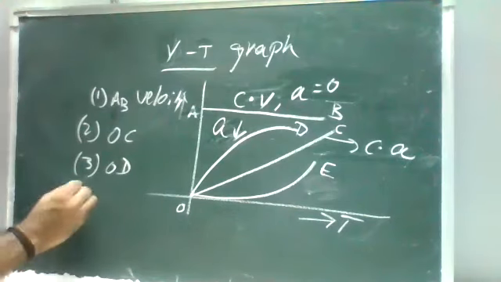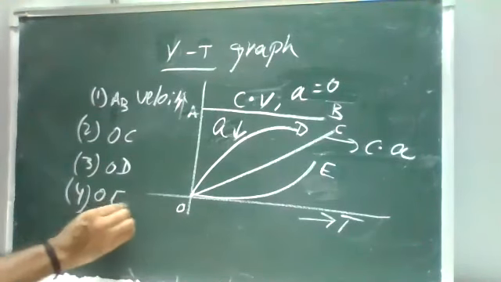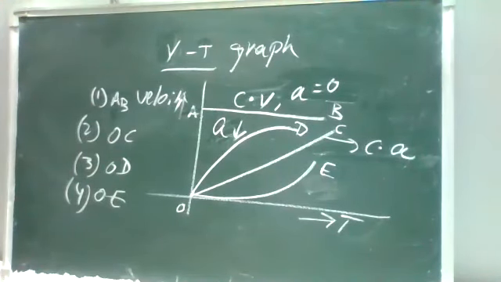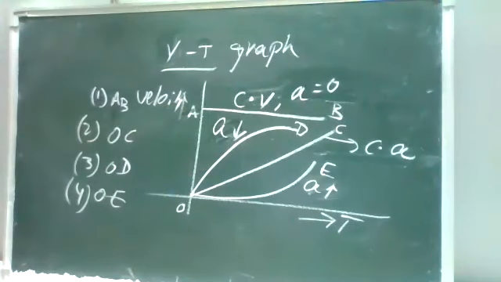Fourth point. If the graph is a curve like OE, whose slope increases with time, the acceleration goes on increasing. So the acceleration was increasing here for the line OE. So this is your graph between velocity and time.